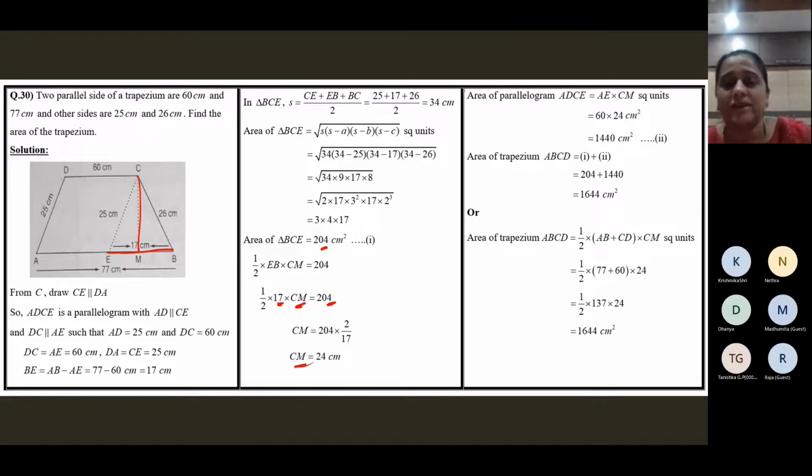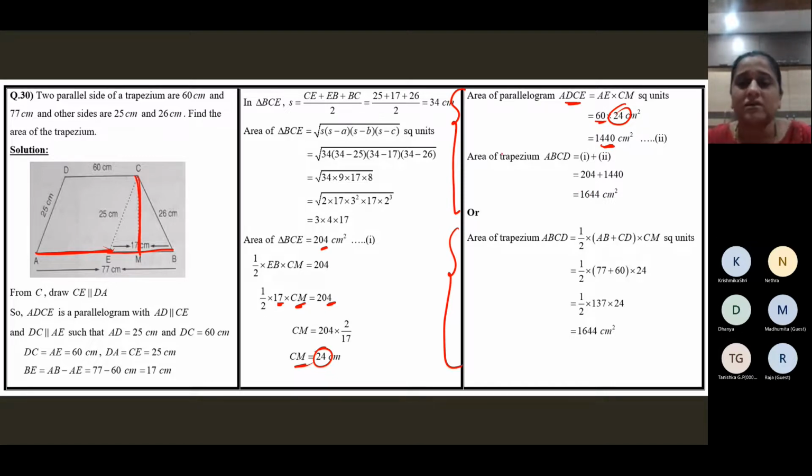Now I told you, you can find the area of the trapezium in two ways. What's the area of the parallelogram ADCE? Base into height. Base is AE, the base of the parallelogram, not the base of the trapezium. So base of the parallelogram AE 60 into the height, see here, height 24. So you get 1440.